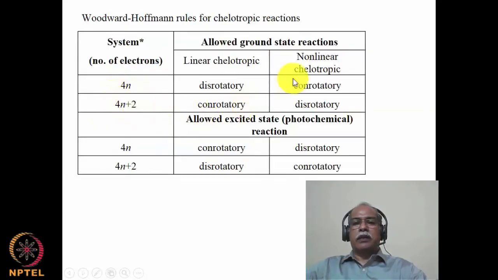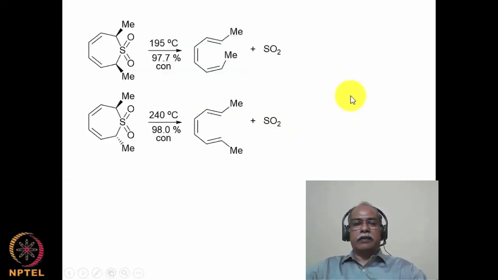In a 4n plus 2 system under thermal conditions, when it undergoes a disrotatory process, it is clearly a nonlinear chelotropic kind of a reaction. If we go to the higher homologue of this system, sulfur dioxide extrusion is the process that takes place in a highly diastereoselective manner. This cis isomer here gives the EZ isomer of the octatriene molecule. Octa-2,4,6-triene is what we are getting in this particular case. On the other hand, the reverse reaction is not possible.